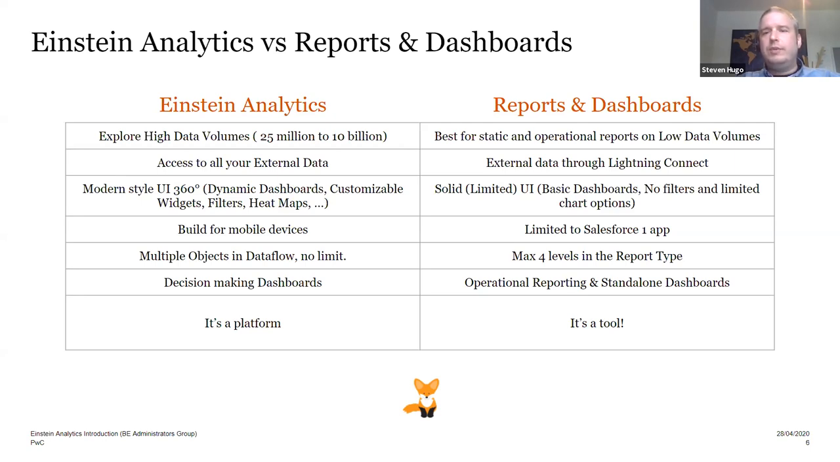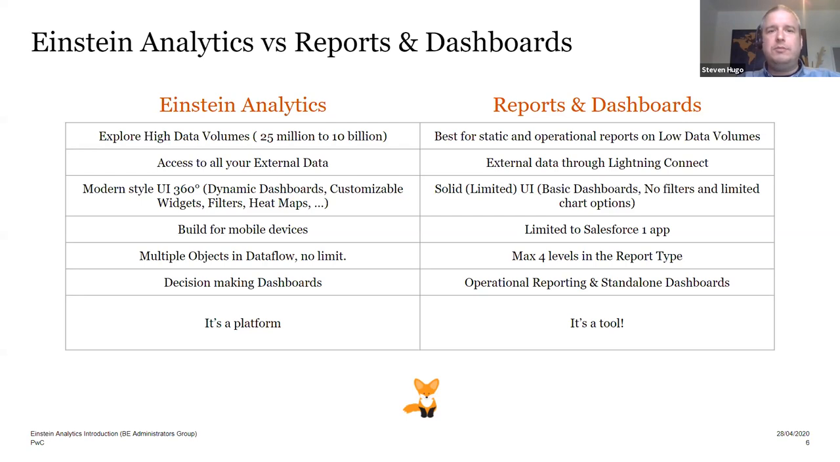So I tried to look up the amount of records you can have in a report, but I couldn't find the max, I mean. But if you see the left column, Einstein Analytics is actually made to explore high data volumes between 25 million and 10 billion records. So I think we can all agree that reports and dashboards do not handle that kind of volume.